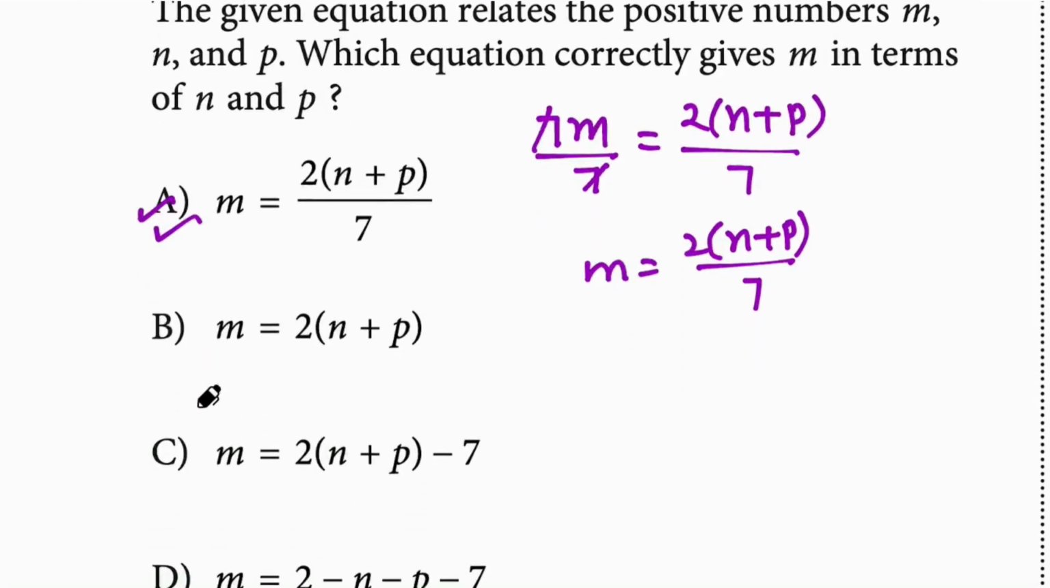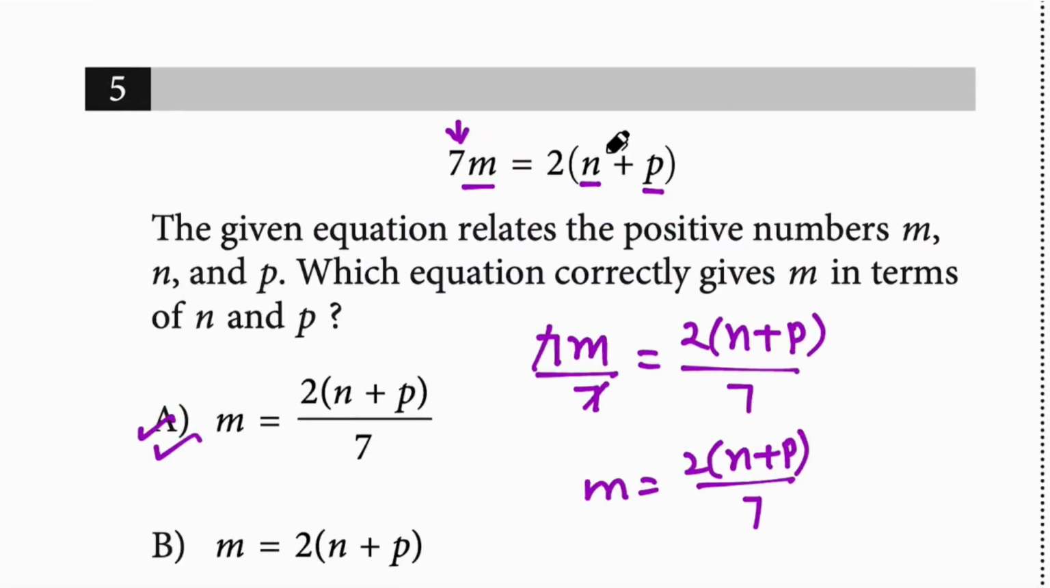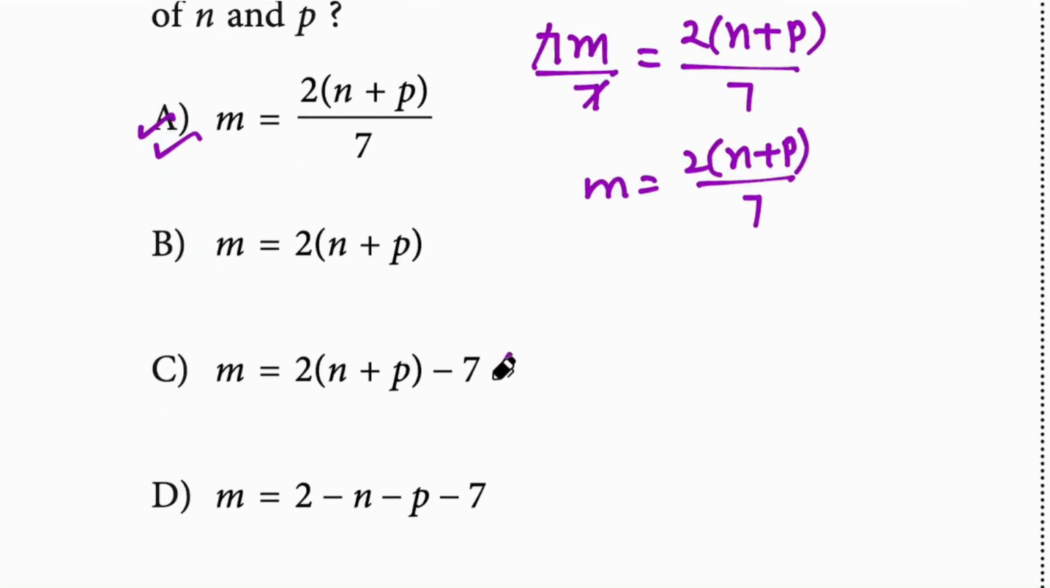Now what this question is checking, because it's saying write m in terms of n and p, the 7 is deleted, right, which is not correct according to the given equation. Now whatever is multiplied, if you want to delete that, you have to divide it by that number. And if it is subtracting, so it's also not working, and this one is definitely not true. So A is the right option.